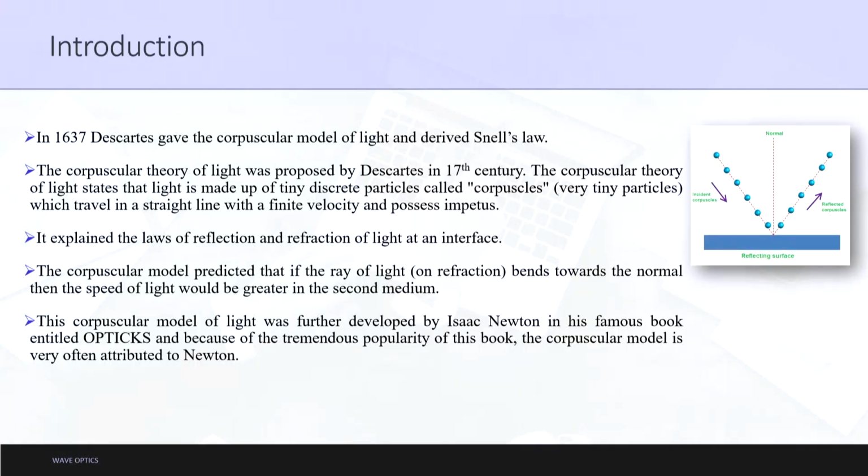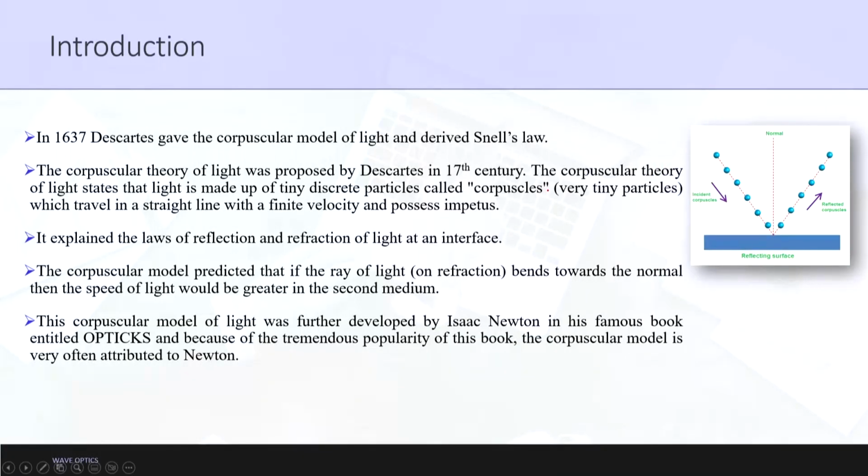Let me conclude here only. I will not start the next principle right now because it will take time. Just to conclude the complete introduction part, let me start from the first slide only. In 1637, Descartes gave a corpuscular model of light. Corpuscular, as the name suggests, means very tiny particles. So he explained the concept of light moving as a group of particles, which is similarly shown here on the right side also.